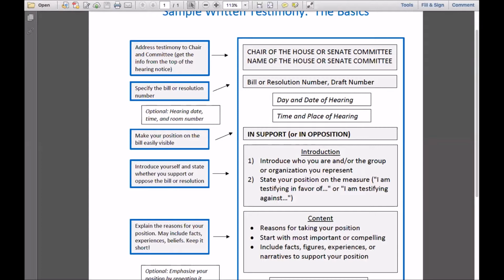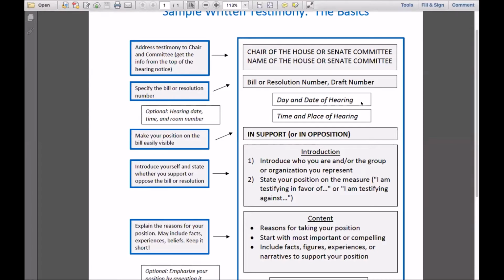The day and the date of the hearing, I've never put on the time and the place of the hearing. I'm not sure why that's necessary. Oh, it says optional hearing date, time, and room number. So I guess the things in white are optional, but I think the day and the date is very important myself.